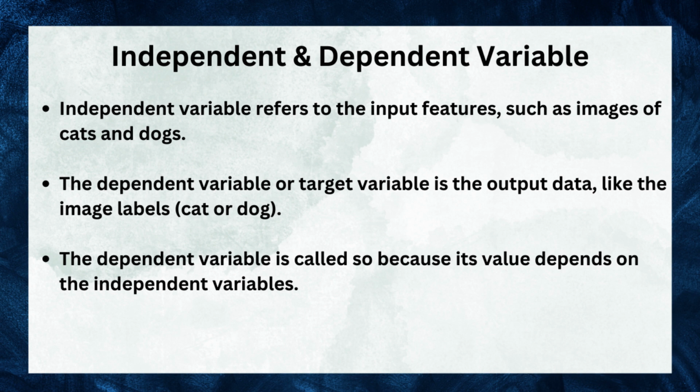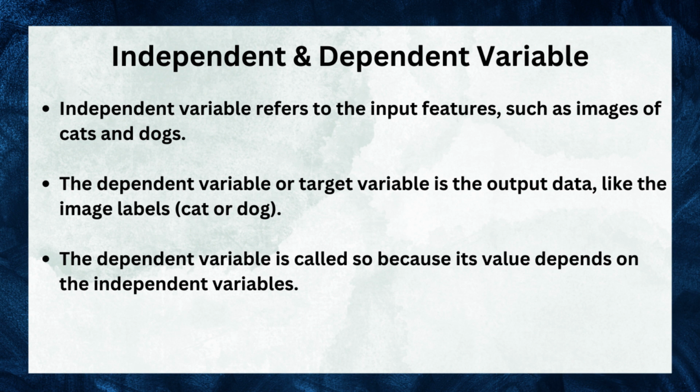Independent and dependent variables. Independent variable refers to the input features, such as image of cats and dogs, while the dependent variable or target variable is the output data, like labeling the image as cat or dog. Dependent variable is called so because its value depends on the independent variables.